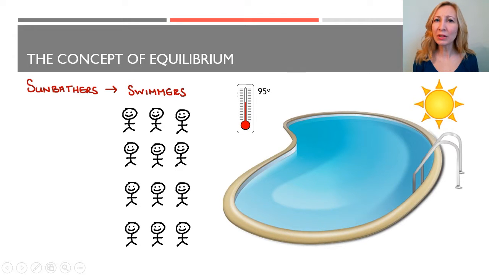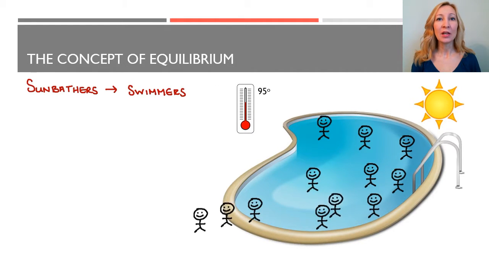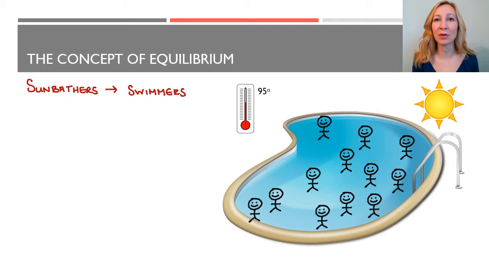So normally you think of a reaction going like this. Well, all the sunbathers turn into swimmers and then the reaction is done. That's how we learned about chemical reactions, where a reaction starts and then it stops when all of the products are formed. Now, this is not how the real world works. We don't have chemical reactions that just start and then stop when all of the products are made. We don't have that taking place.